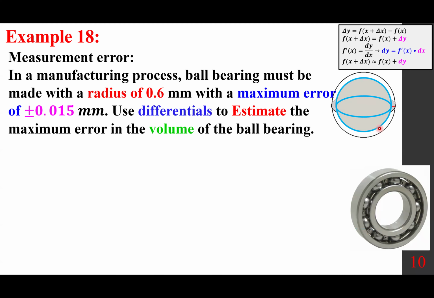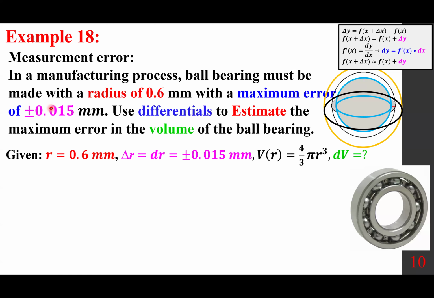It's either too small or too large. By this much, plus minus 0.015 is okay. So r is 0.6, delta r or dr is this much, plus minus 0.015. And we are supposed to know the volume is 4 thirds pi r cubed because it's a spherical shape. And dV is of interest to us. So understanding the question.